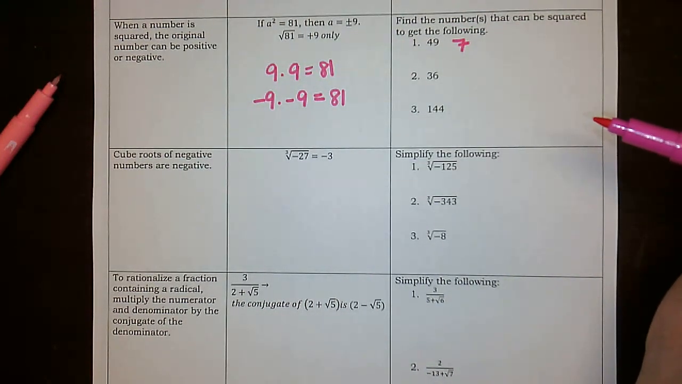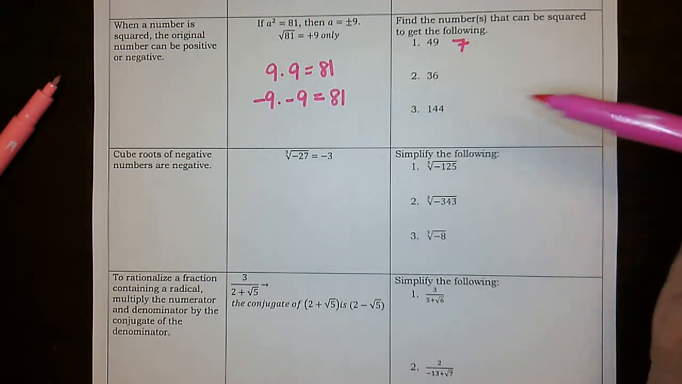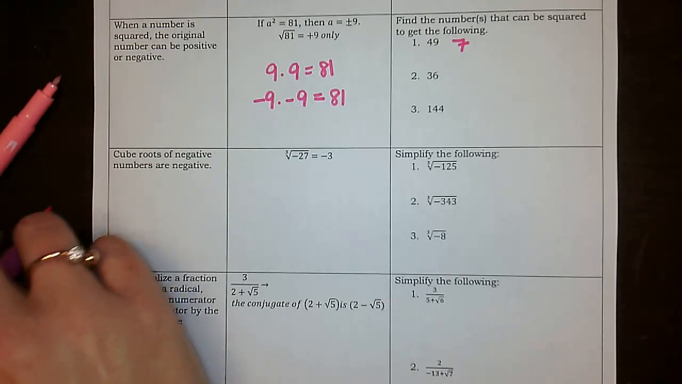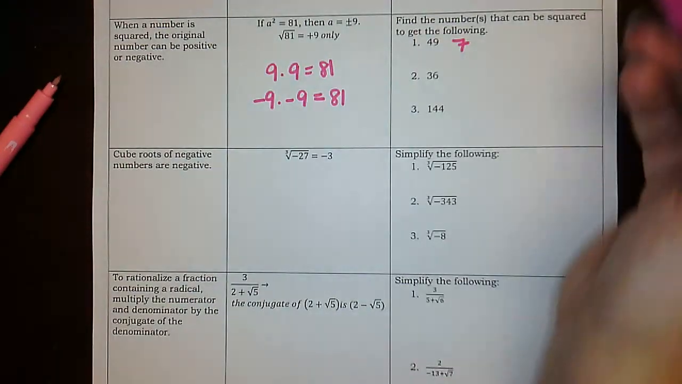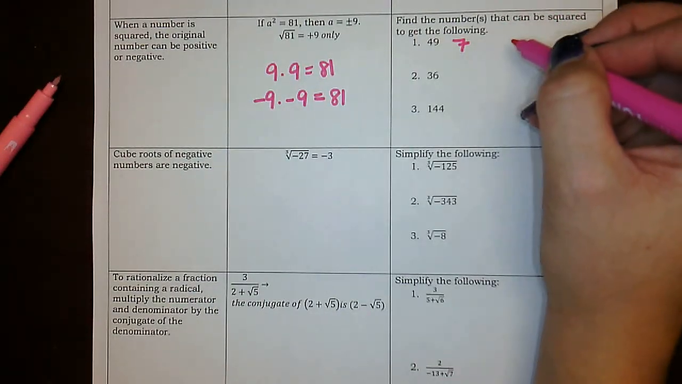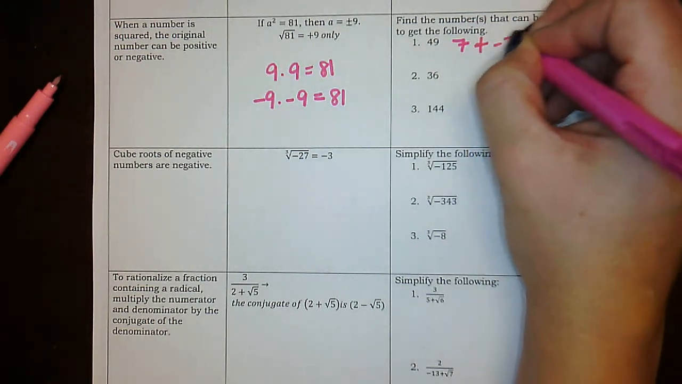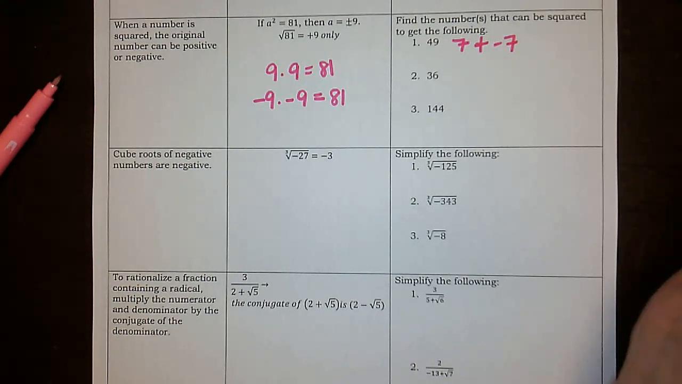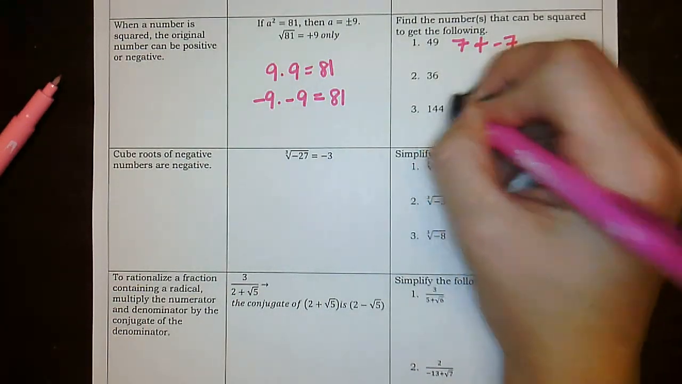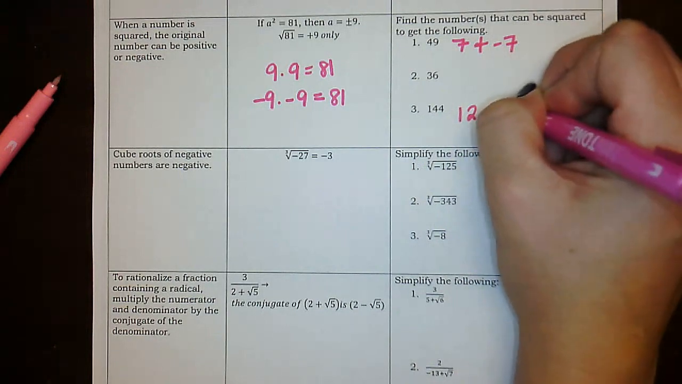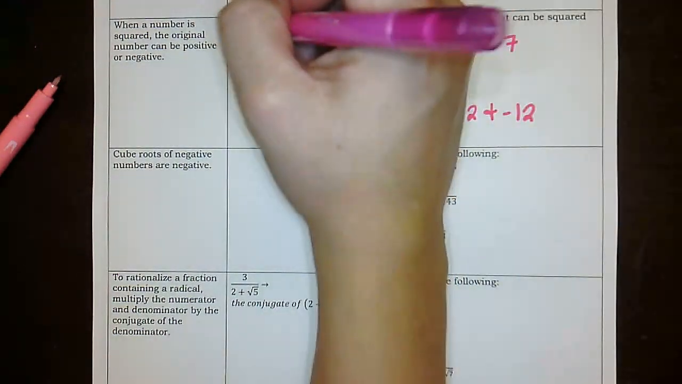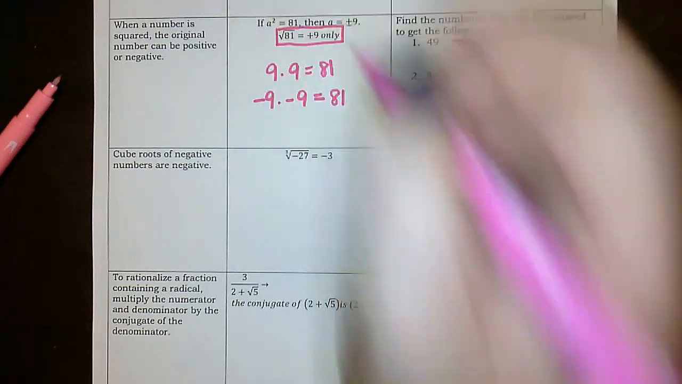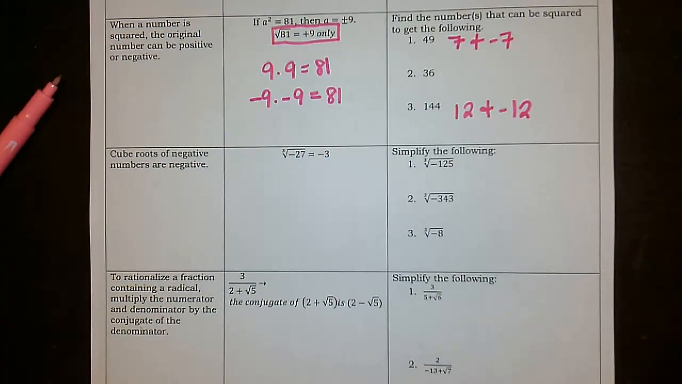But when we're talking about the ACT and that kind of thing, if you see the square root of a number, just think about it. But this says find the numbers that can be squared to get the following. 7 and negative 7 can both be squared to get me 49. If I look at 144, a positive 12 can give me 144, and so can a negative 12. But just keep in mind this piece right here, that if you see square root of a number, they just want you to focus on the positive value.